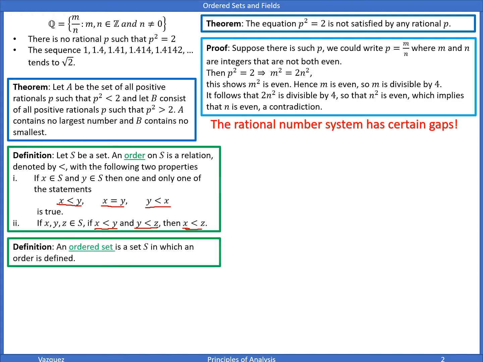Next we're going to define what an ordered set is. An ordered set is just a set S in which an order is defined. And order just means this up here.